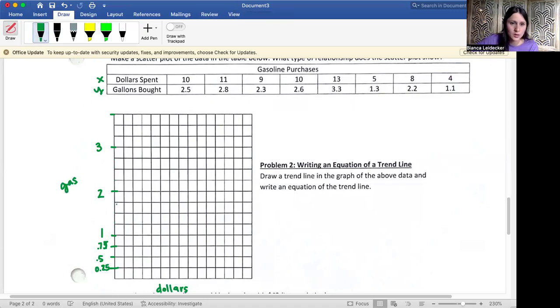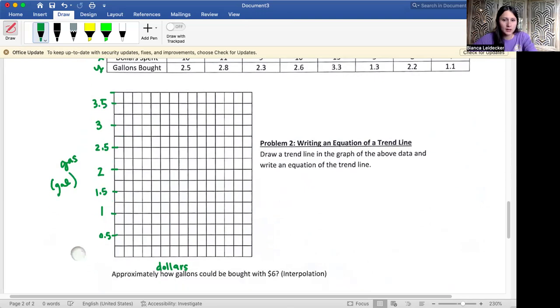So what I'm seeing is I might even just make this a little less crowded. So I've got 1, 2, 3, and then halfway in between is 2.5. In between, this is 1.5. In between 0 and 1, this is 0.5. And then going up, this would be 3.5. And so gas, and I'm going to write parentheses gallons.